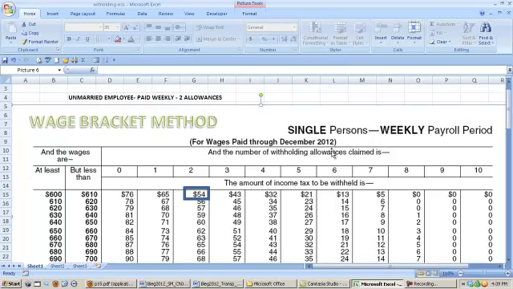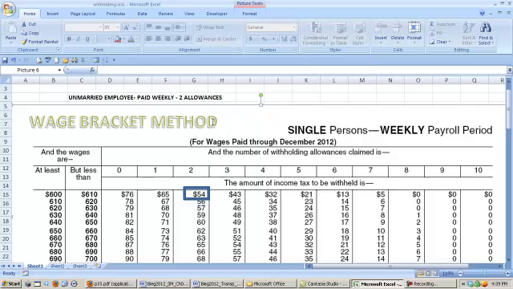Now look, the numbers in your book are for 2011. These figures here are for 2012. The methodology is the same. It's just that these numbers are going to be slightly different. Now there's two different methods we can use. The first one we're going to learn about is the wage bracket method.